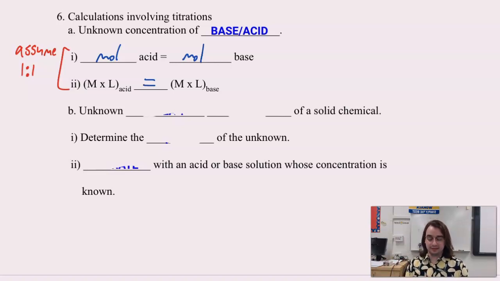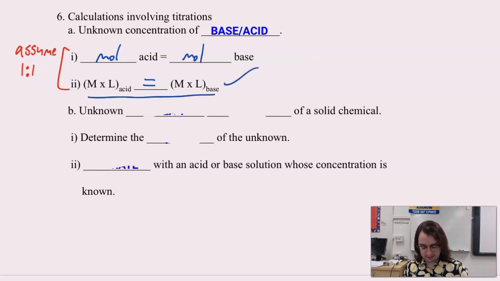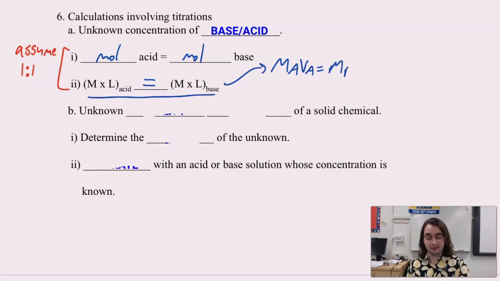So let's rewrite this equation a little bit because I think we can do it a little better. Let's rewrite this as MAVA equals MBVB, meaning the concentration of the acid times the volume of the acid equals the concentration of the base times the volume of the base. Now, this is only applicable if we're talking about solutions, like both of them are in solution, right? Because both of them have a volume.